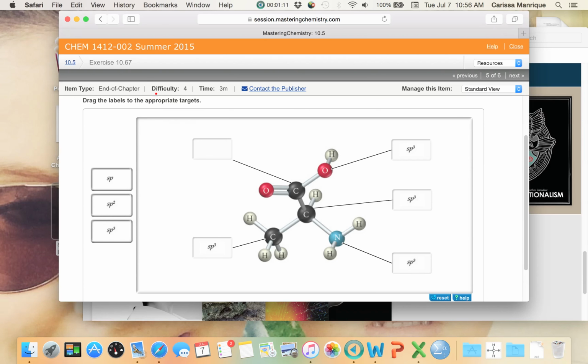Okay, but look at this carbon right here. I have a single bond and a single bond, but right here it's a double bond. So if I have one double bond coming off of there, the hybridization then will become sp2. Now it doesn't ask about this oxygen here, but since there's a double bond coming off of this oxygen, it will also be sp2.